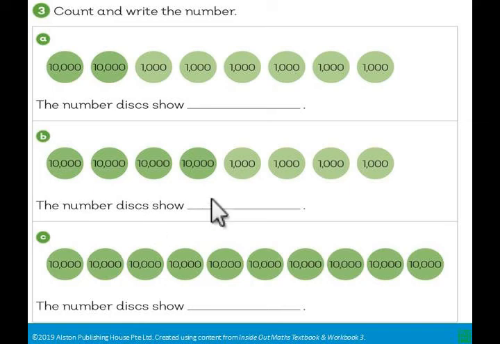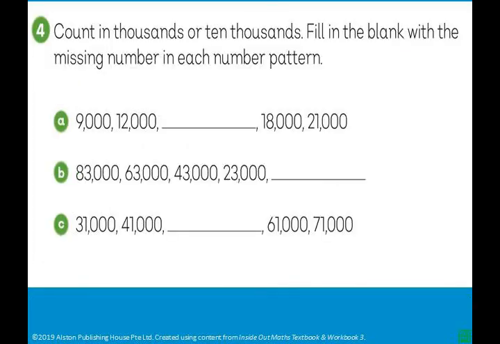We have 10,000, 1, 2, 3, 4, 5, 6, 7, 8, 9, 10, 10,000. So how many number is shown? So how many 10,000 are there? Write the numeral number here. And last one, number four, count in 1,000 or 10,000. Fill in the blank with the missing number in each number pattern.